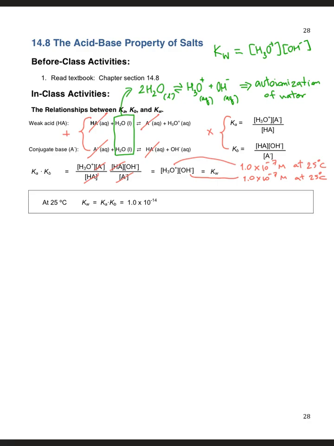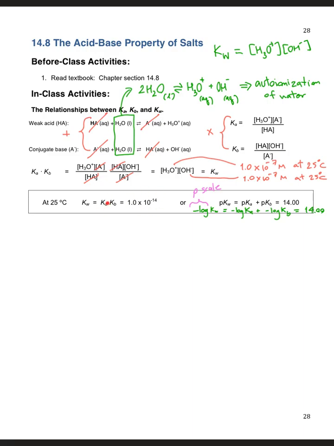Or we can say that if you take the negative log of all of these, the pKw equals pKa plus pKb, which equals 14. Similar to pH and pOH, pKa and pKb are constrained by 14 at 25 degrees Celsius, which means that Ka and Kb of the weak acid and its conjugate base are inversely related by this 10 to negative 14.